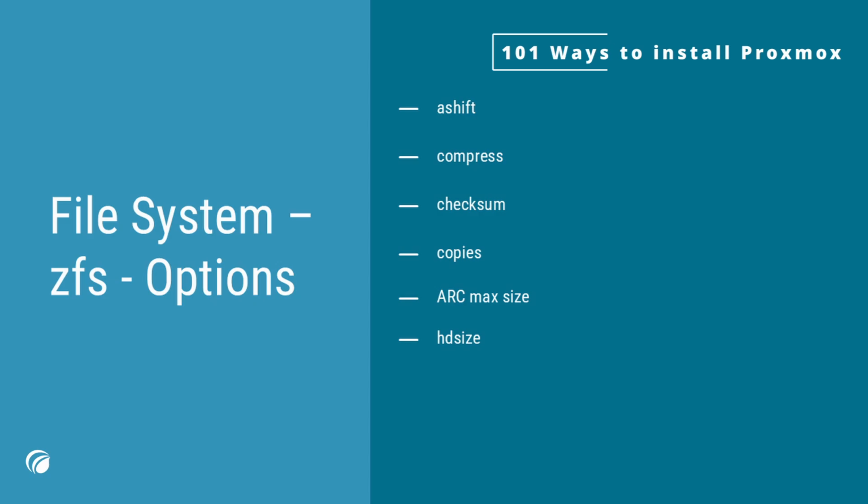The ARC max size option sets a maximum size of the ARC, which is the adaptive replacement cache, which in ZFS is a RAM caching system. The default behavior is automatically sized and usually takes up to 50% of the RAM. The HD size specifies the total disk size of the volume created. By default it is auto-detected and it takes up maximum space.